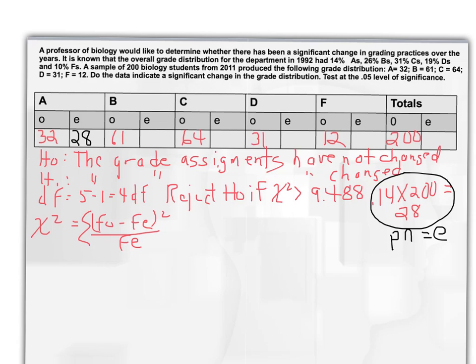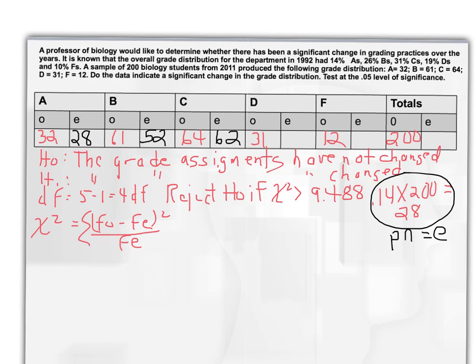61 people got B's in this 2011 group. And in the past, 26% of students in this department were getting B's. That 26% times 200 would give us an expected value of 52. In the past, 31% got C's. 31% times 200 would be 62, would be our expected frequency.